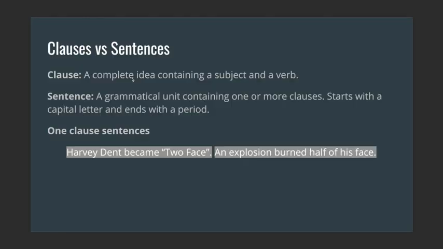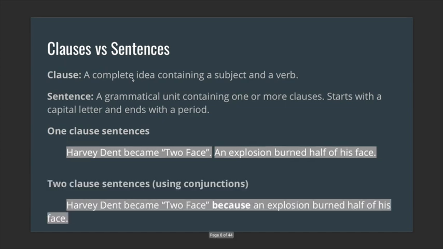And we also have only one idea, the explosion that burned half of his face. We have a subject, explosion, and a verb, burned, and it's only one idea. So these two are one-clause sentences, the usual sentences that we're accustomed to. Now, we can put these two clauses into one sentence, but we need to use what we call conjunctions. We cannot just put the two of them together because the ideas are not going to have coherence, are not going to make sense. So we use conjunctions.